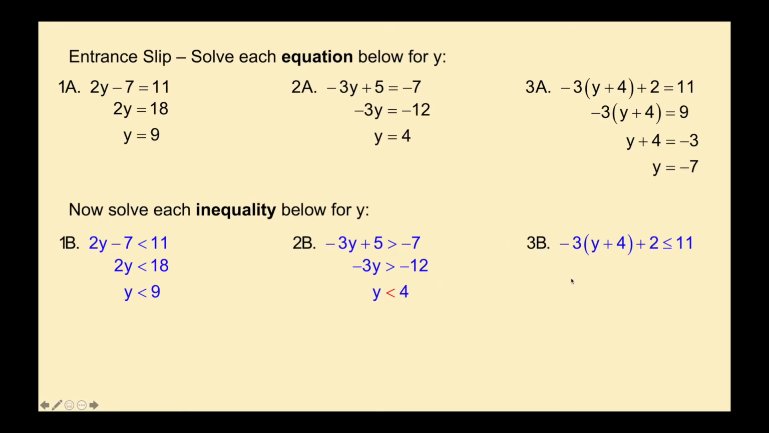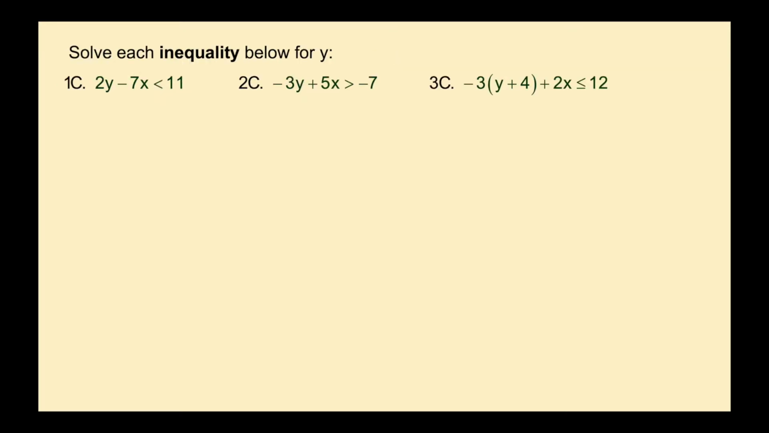For number 3, again, if you start by subtracting 2 on each side, you would get this step right here. Then if we divided both sides by negative 3, we would get this step right here, keeping in mind that because I divided by a negative 3, that inequality has to flip directions. Final step would be to subtract 4 on each side, which gives us y is greater than or equal to negative 7.